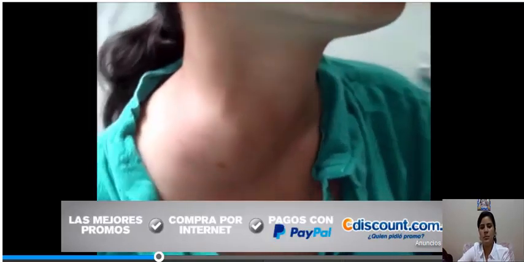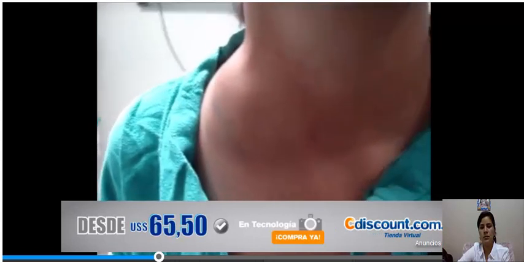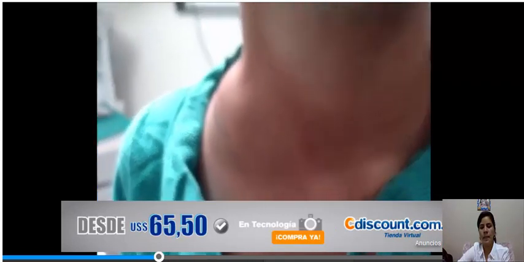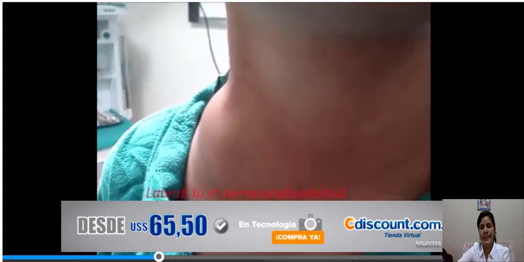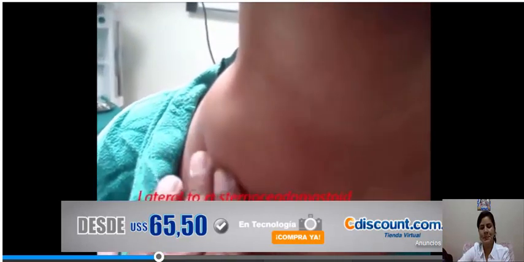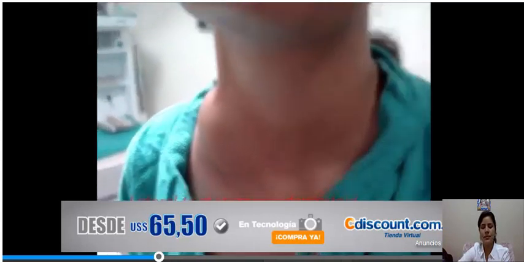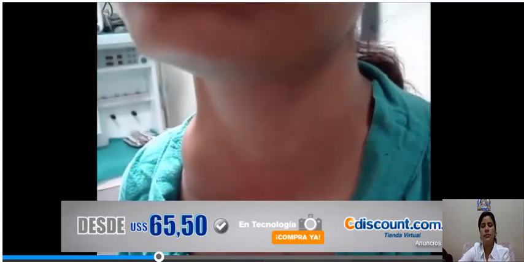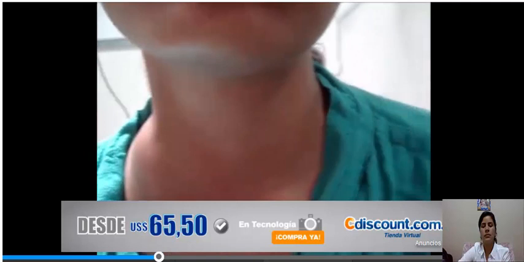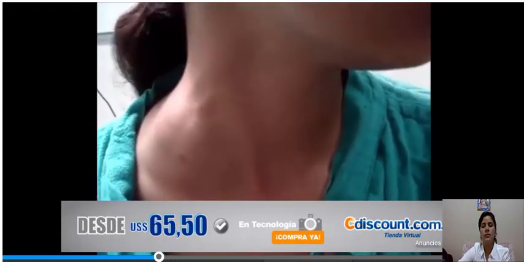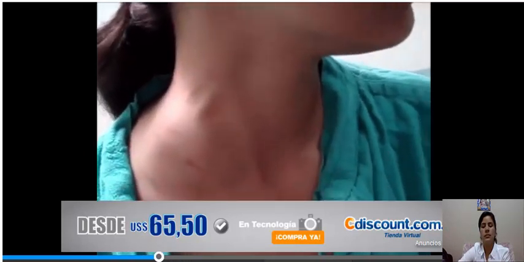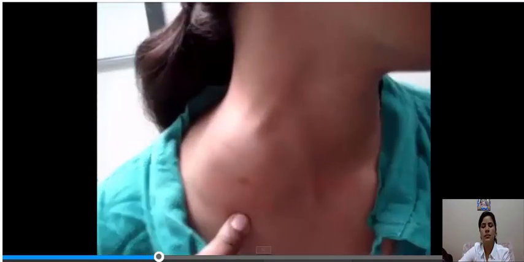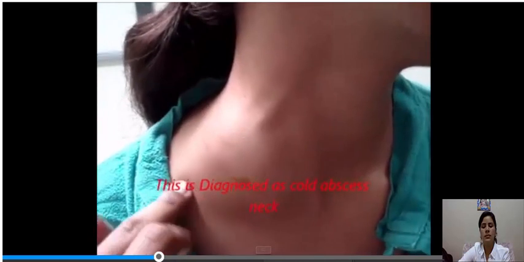This is cystic in consistency. Skin over the swelling is normal without redness. There is fluctuation present. This is non-tender. The swelling doesn't increase with coughing or move with deglutition. This is diagnosed as cold abscess right side of the neck, which was confirmed with FNAC.